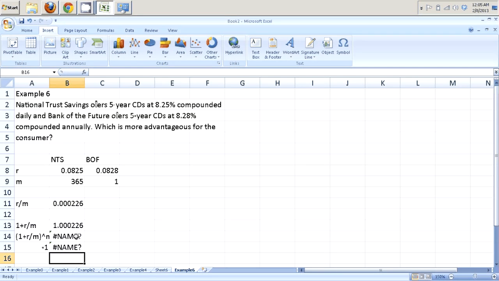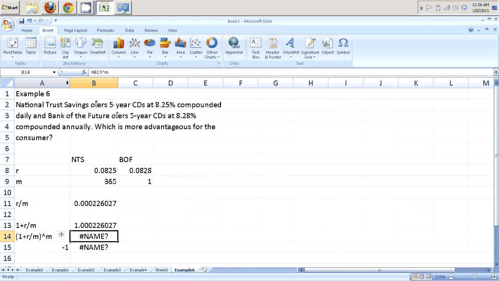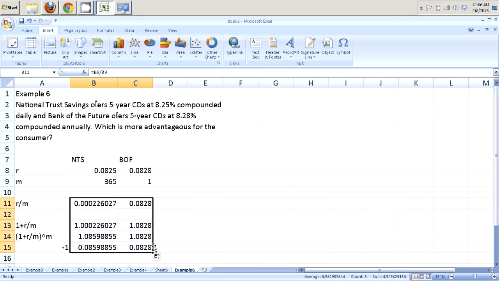There's clearly an error. What did I do that was wrong? To the M. I need to actually reference the value. Alright, let's subtract off 1. I see about an 8.59 or 8.60% growth. Well, the really cool thing about all this is I can highlight and select this and do this for both columns. Well, which one is more advantageous? Well, it's clearly the National Trust Savings.